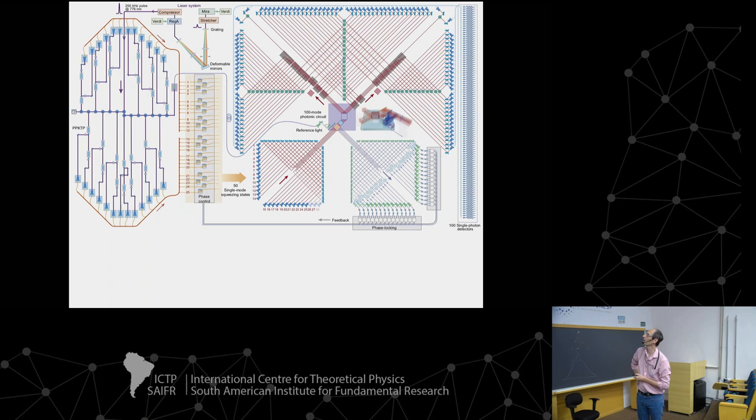So we have here 25 squeezers. They work with 2 polarizations, so you double it. 50 single mode squeezing states entering here in the box. All circuits, you have all those phase locked for the interference. So that's the input, and that's the boson sampling that they have. And afterwards, they have all those detections sending it to 100 single photon detectors. And now they got something.